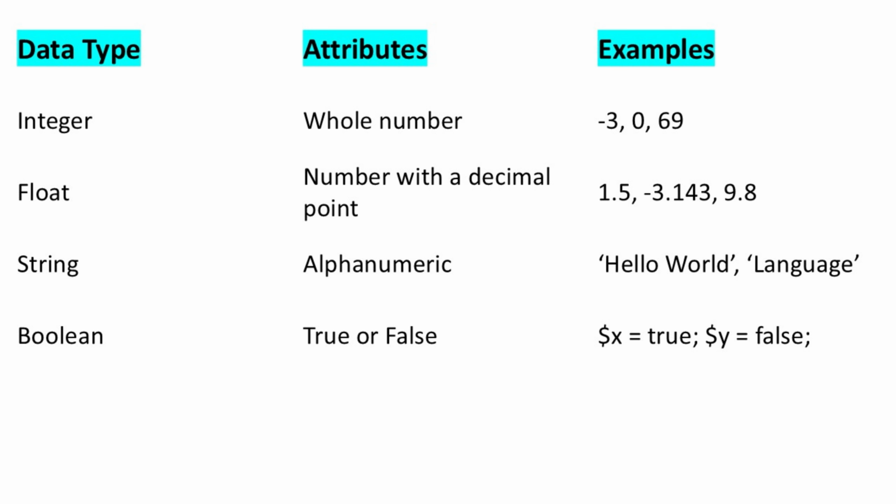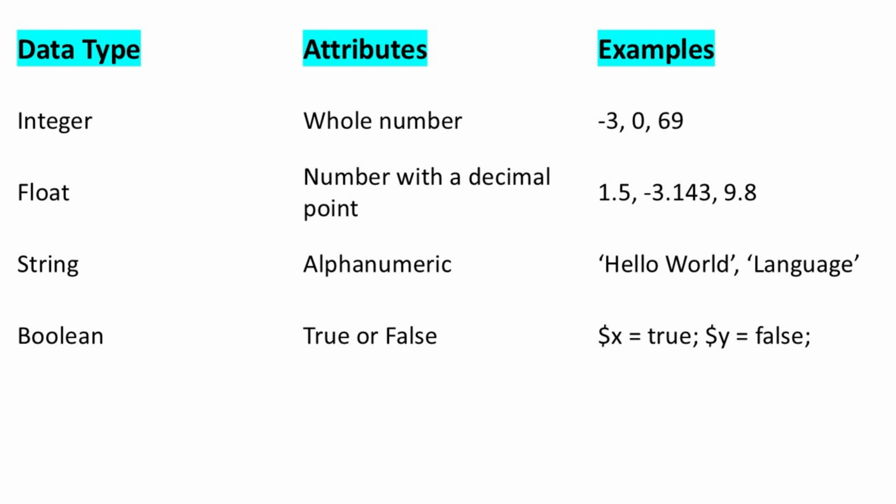Now, let's take a look at Table 3.1, PHP data types. This table shows the most commonly used data types in PHP, along with their attributes and some examples to help you understand how each one works. The first data type is integer. An integer represents a whole number, meaning it doesn't contain any decimal or fractional part. For example, values like 30 or 69 are integers. In PHP, integers are used whenever you need to work with counting numbers, quantities, or mathematical operations that involve whole numbers only.